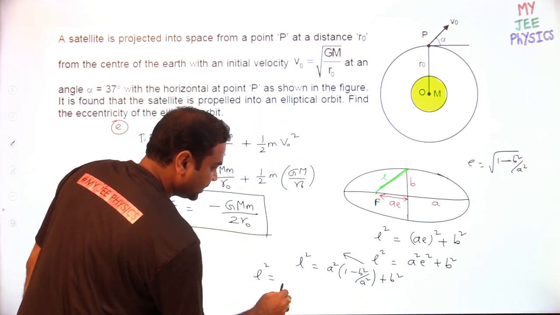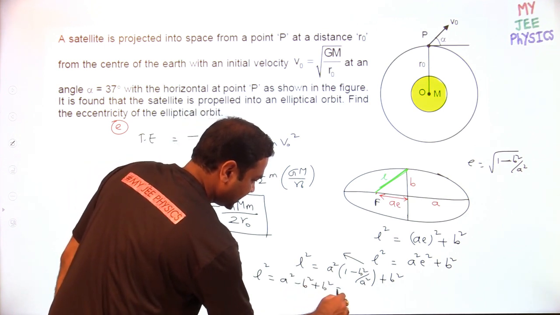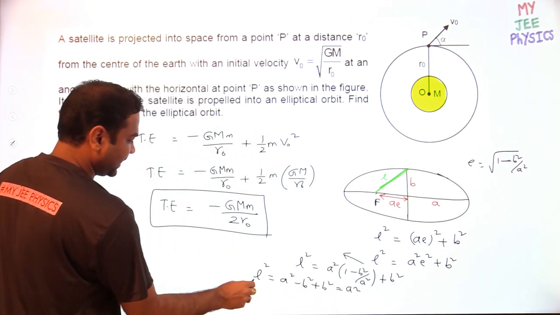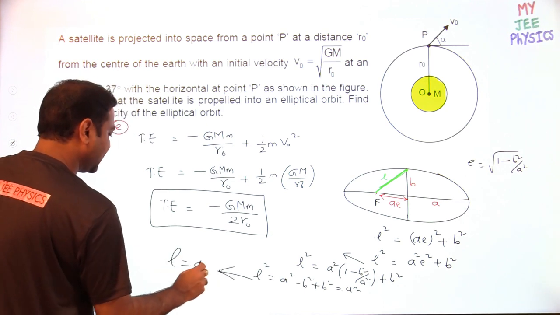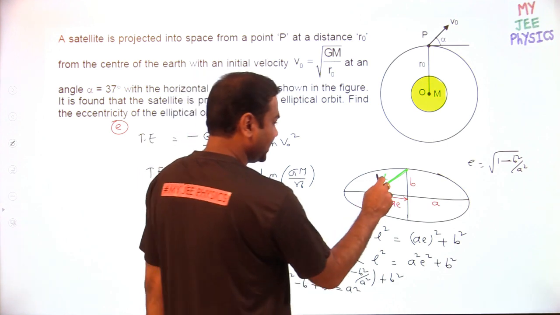L square, I will get A square minus B square plus B square, that means A square only. So finally, what is the L value? L value is equal to A. What is the meaning of A?